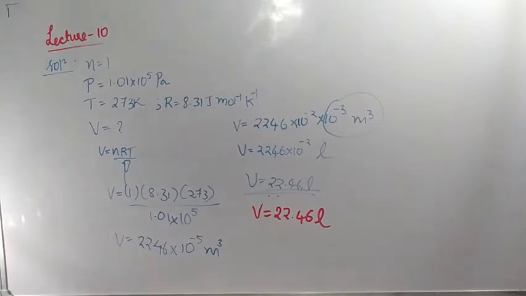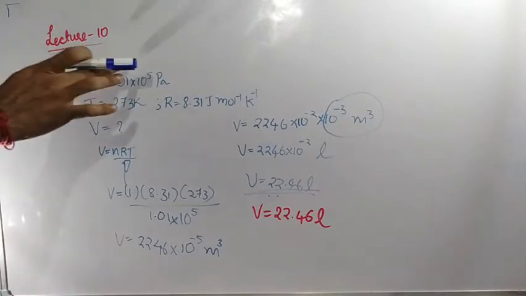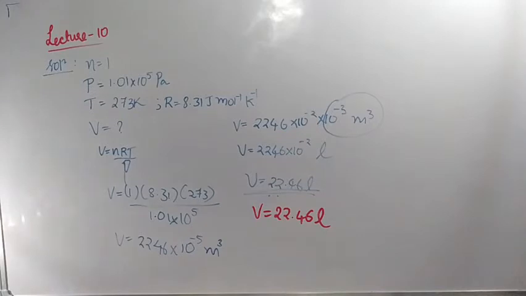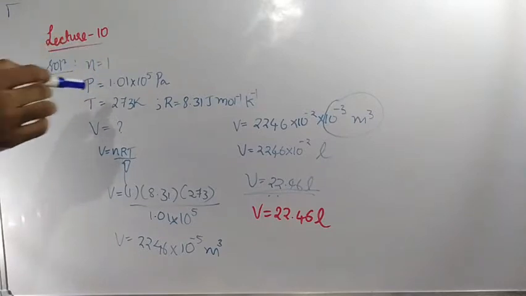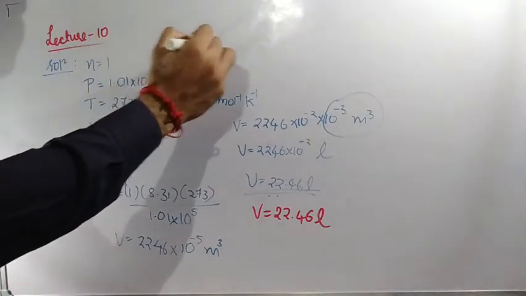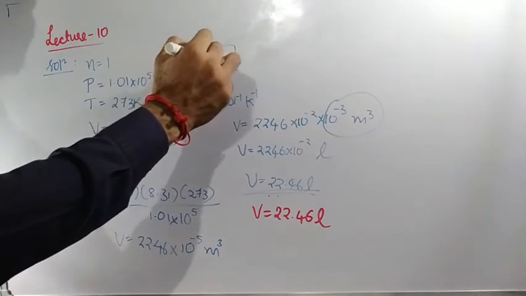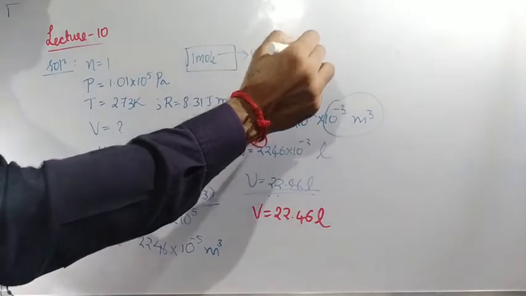Are you getting this point? What they had given in our question is the number of moles, N, and the molar volume. Molar volume means the volume occupied by 1 mole of gas. If we have a container like this with 1 mole of gas in it, this volume is what we treat as the molar volume.